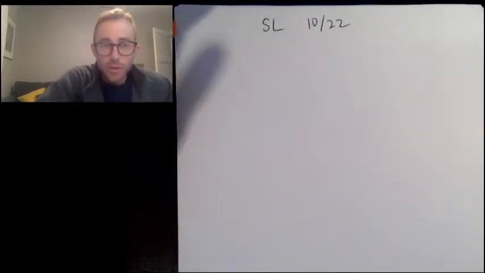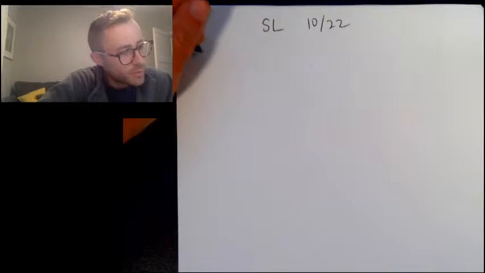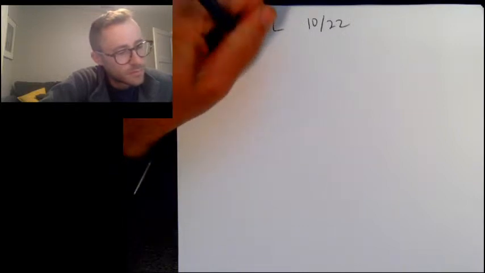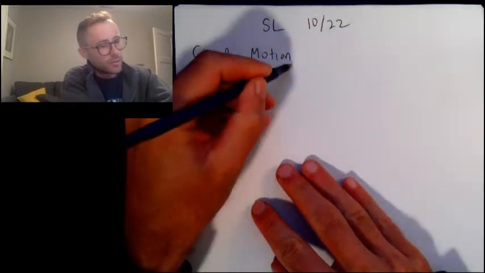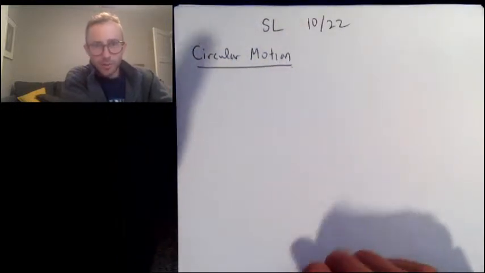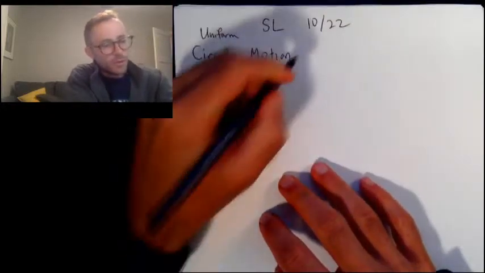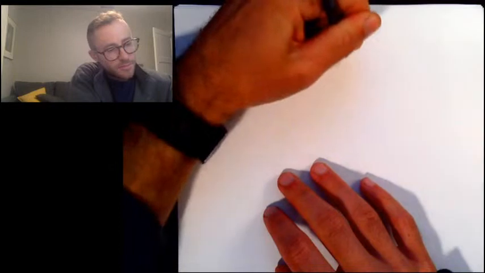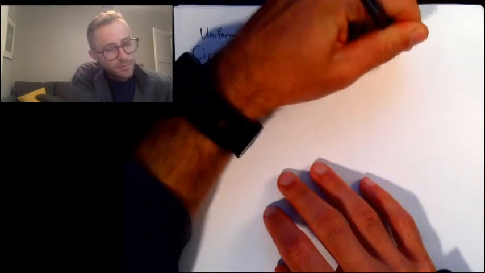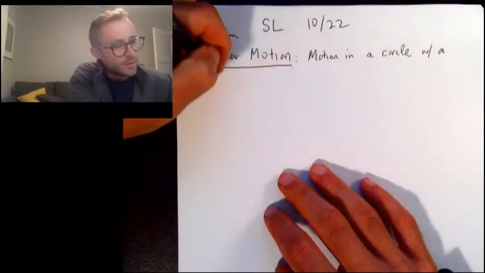So we are done with momentum, and we are moving on to a new topic, which is called circular motion. We're going to spend about 2 weeks on circular motion. And in particular, we are going to talk about what's called uniform circular motion. So uniform circular motion is motion in a circle with a constant speed.